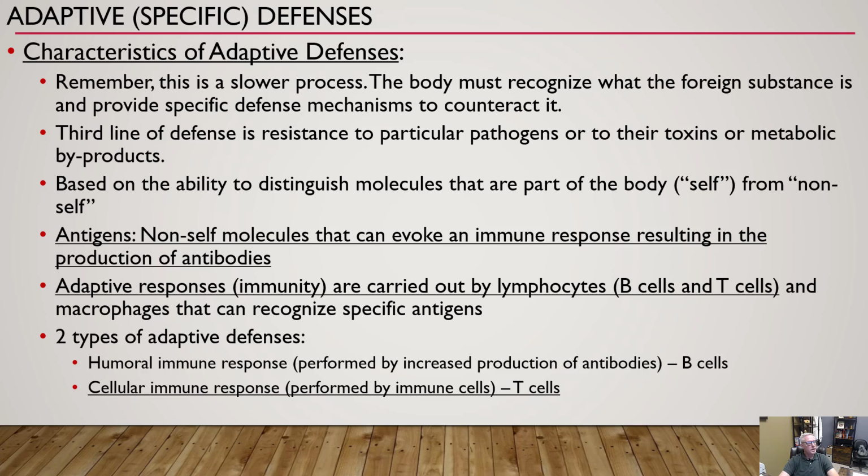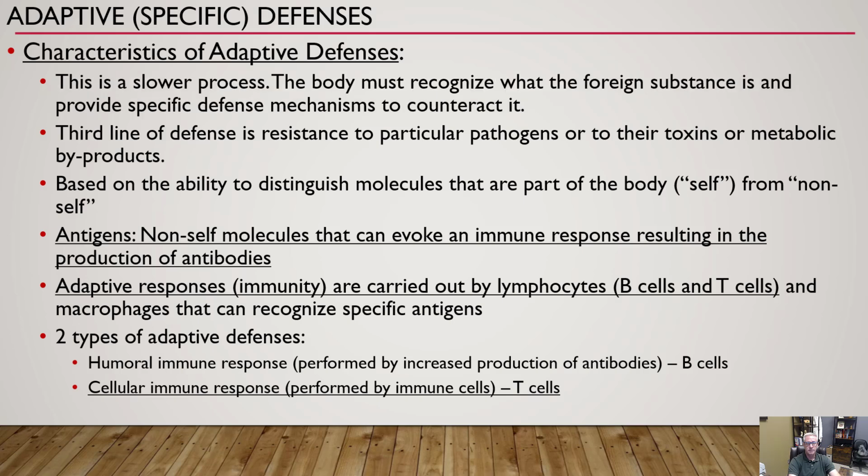Now we move on to our third line of defense. This is going to be a slower process. Our third line of defense is where the body has to know exactly what type of bacteria we're working with, exactly what type of virus it is, in order to counteract it. What virus are we dealing with? So it's our third line of defense.